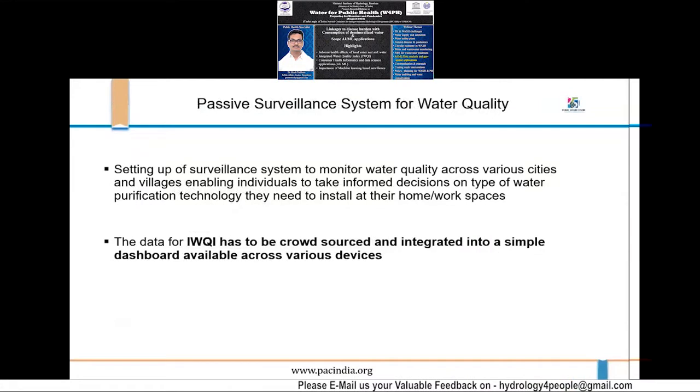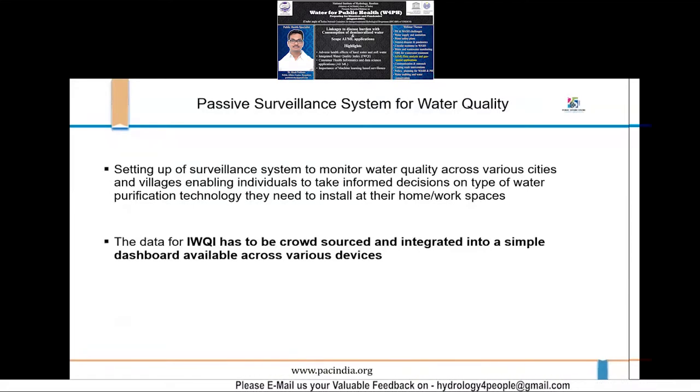Now, another factor is that when we develop the index, there should be a surveillance system which keeps track of all the information. And the AI ML part is that the machine keeps on updating its parameters as the time changes or as the geography changes. So there needs to be a crowdsourcing of data, and it should be presented in a very simple and integrated dashboard, which can be seen across mobile phones, across laptops, PC machines, or even applications, in such a way that it can be shown across multiple populations.